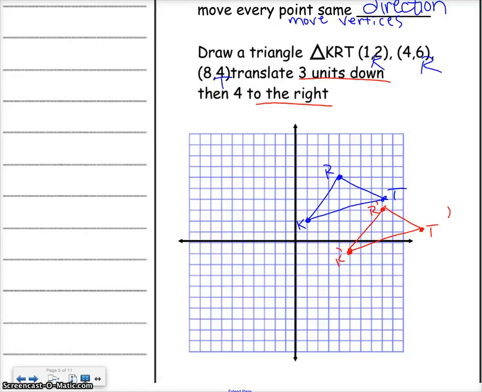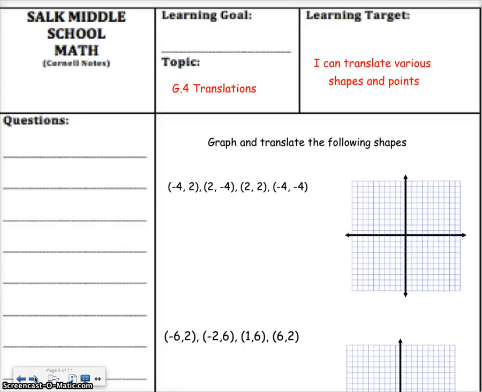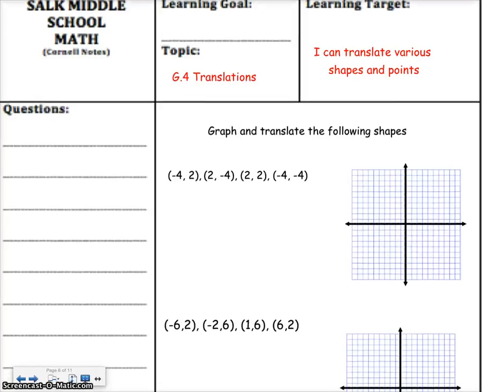Okay, so they're going to give you an image today, and then you're going to have to translate it. And then they're going to give you a set of points today, and you're going to have to translate whatever shape it turns into. So given this set of points, let's figure out what kind of shape this is. So the first thing you should do is plot it.